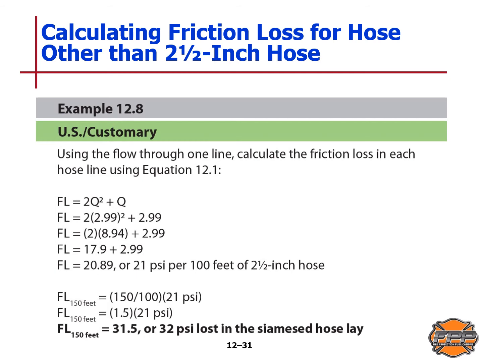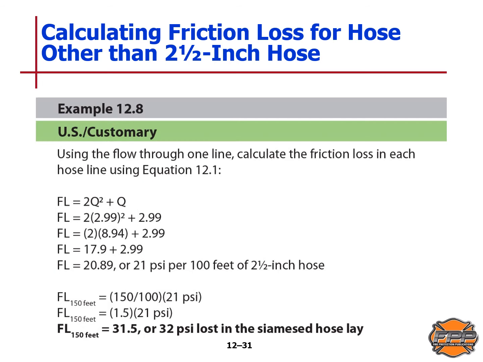Using the flow through one line, calculate the friction loss in each hose line using equation 12.1. So here's our equation. Friction loss equals 2Q squared plus Q. So friction loss equals 2 times 2.99 squared plus 2.99. Work out the math and you get friction loss equals 2 times 8.94 plus 2.99, and therefore friction loss equals 17.9 times 2.99, and the friction loss equals 20.89 or 21 psi per 100 feet of 2.5 inch hose.